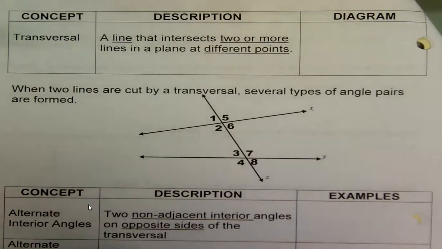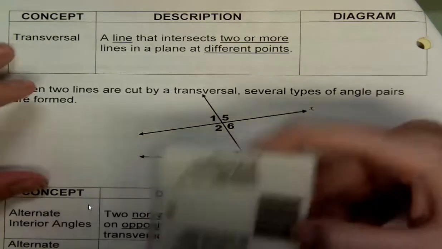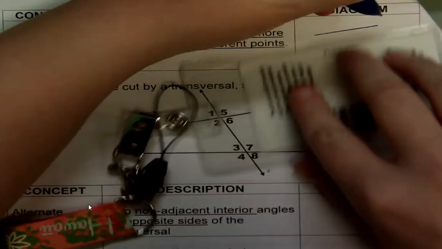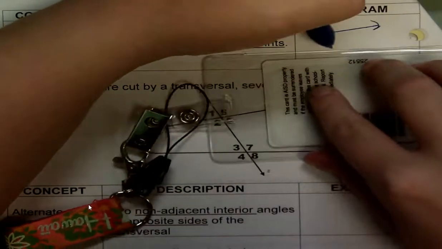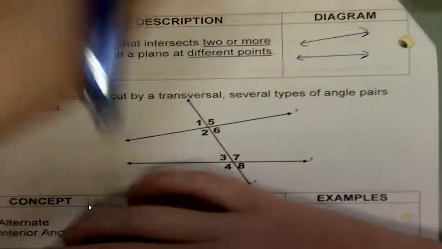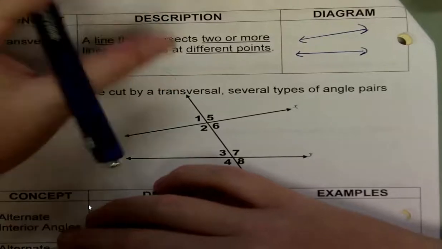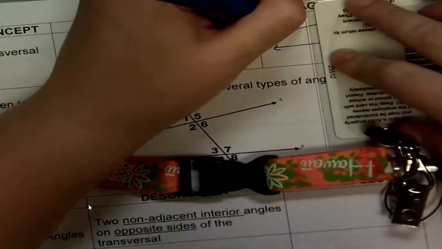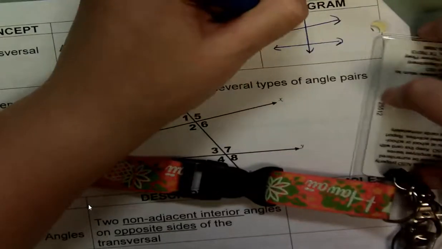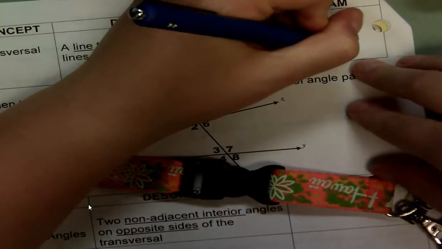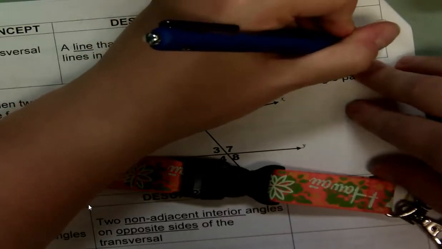It defines what a transversal is. We're going to draw a picture to make that make a little more sense. It's just the line that intersects two or more lines. We're going to start by drawing two lines. They don't have to be perfect, but we draw two lines, and then we're going to draw a line that goes through those two lines, and this right here is your transversal.